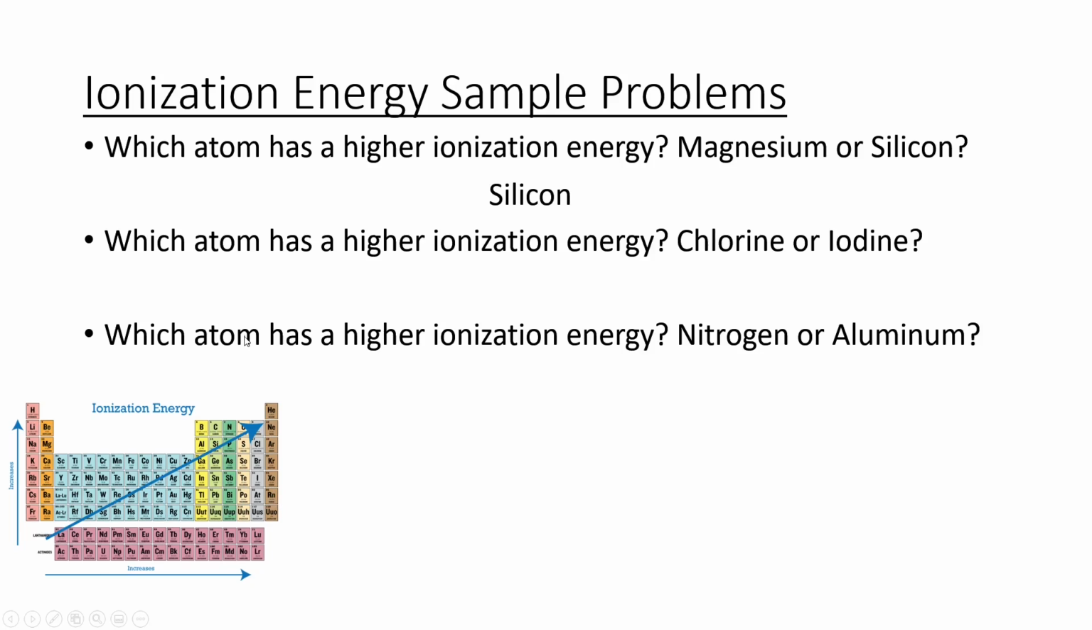Then moving on to the second one, which atom has a higher ionization energy, chlorine or iodine. Chlorine is higher than iodine on the periodic table, so that should mean that chlorine has a higher ionization energy. And moving on to the last one, nitrogen or aluminum. As you can see, nitrogen is to the right and above aluminum, so that should mean, according to our periodic table trends, that nitrogen has a higher ionization energy.